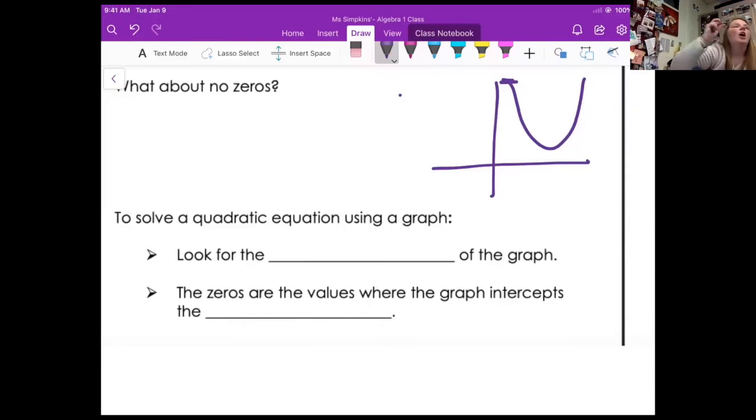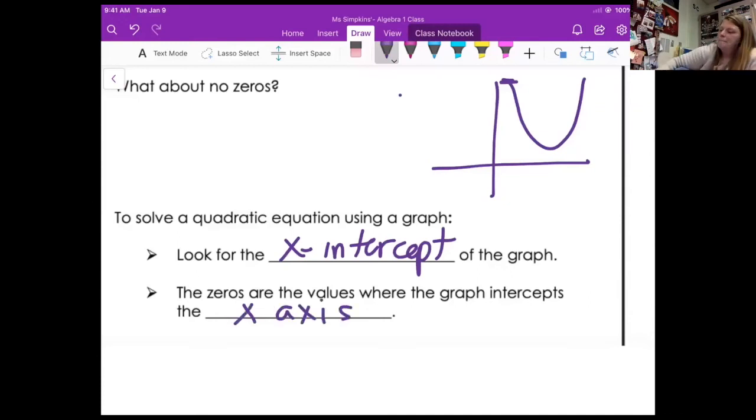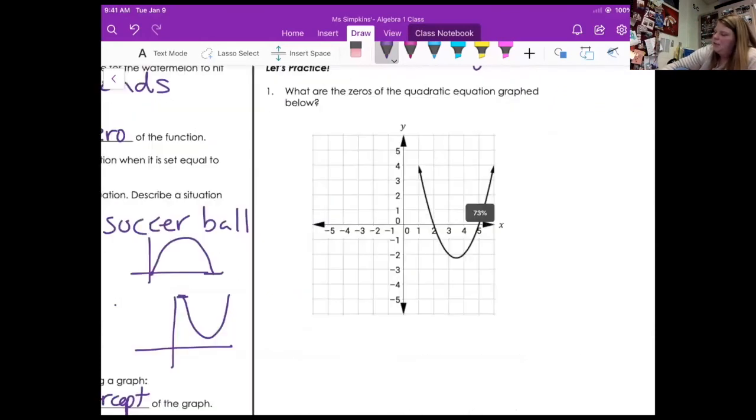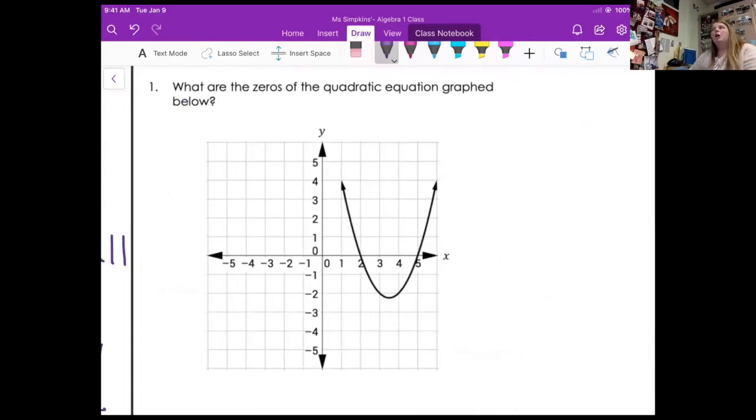So when we solve quadratics, we always want to look for the x-intercepts. And remember, that's wherever my parabola crosses the x-axis. So let's look at a parabola. How many times does this parabola cross the x-axis? Twice. So let's identify these two places.